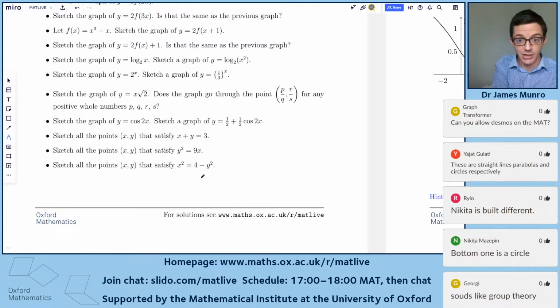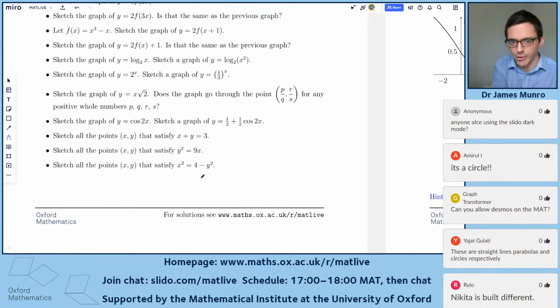Also, a shout out for Slido dark mode in chat, which is nice. They put dark mode in about 6 months ago.